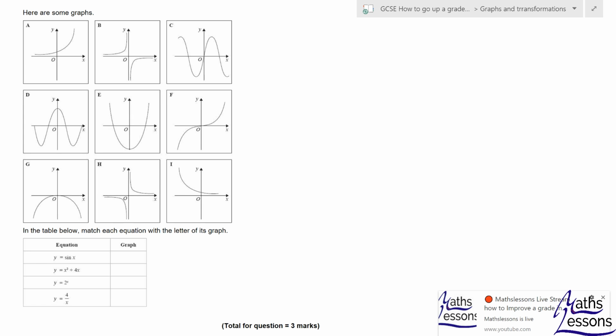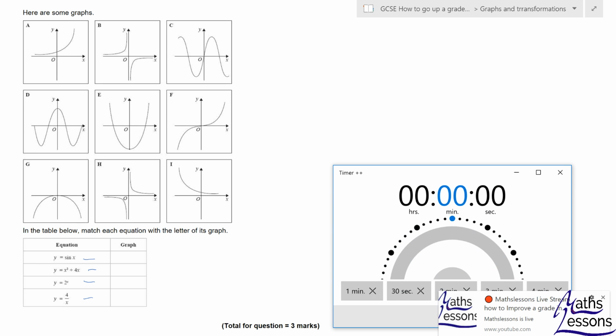I'm just going to give you a minute to see if you can work out which graph matches with which equation. This equation, in case you can't see it small on your screen, is y equals sine x. This one is y equals x squared plus 4x. This one is y equals 2 to the x. This one is y equals 4 over x. See how you get along. Go through them.